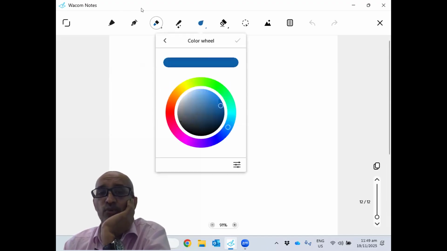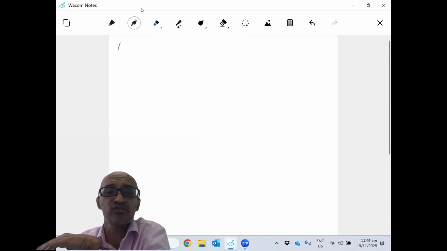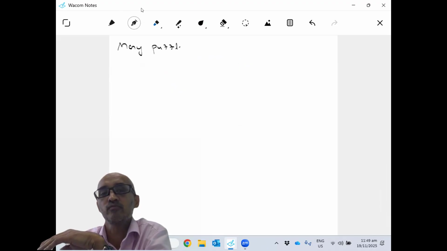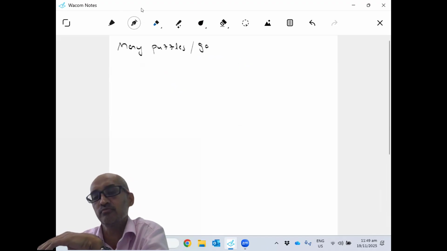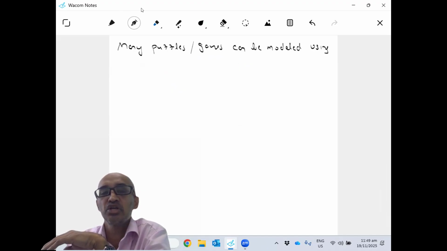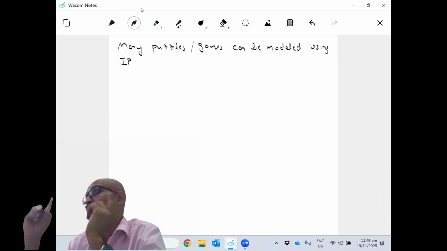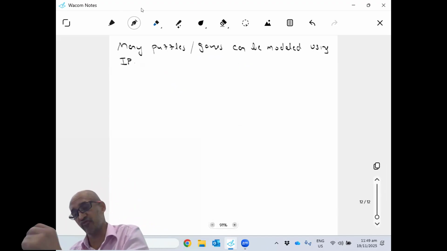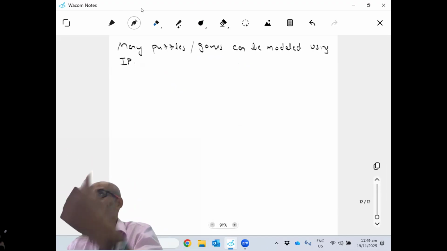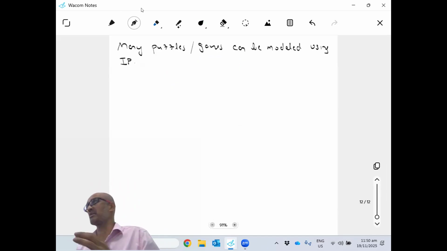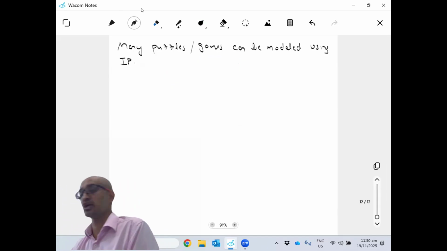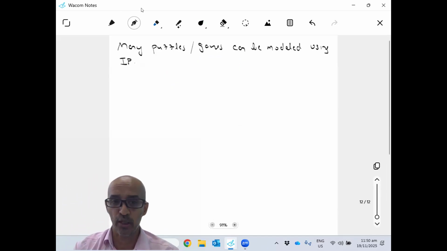So one thing with integer programming is actually many puzzles or games can be modeled using integer programming. Okay. And I'm just going to show you one example here. But if you like puzzles or games or something like that, not everything, but many of those things can be modeled using integer programming. So one example is the following.